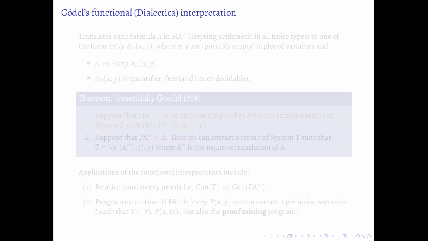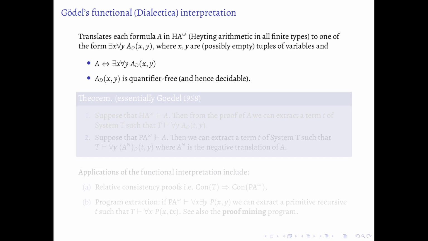Alright, so now my slide on the functional interpretation, also called the Dialectica interpretation. It's not important to understand this to follow the rest of the talk, but I want to give a brief overview for those of you who are familiar with it. So the functional interpretation translates each formula in some given target language, and typically these are extensions of arithmetic in all finite types. So it takes a formula in the language of, let's say, Heyting arithmetic in all finite types to one of the form exists for all.